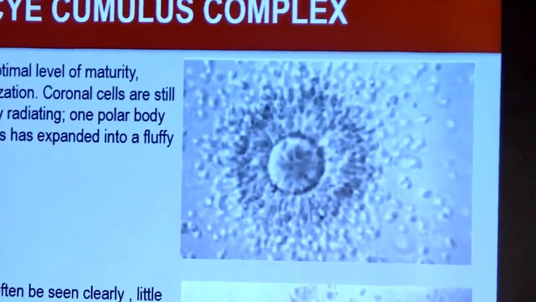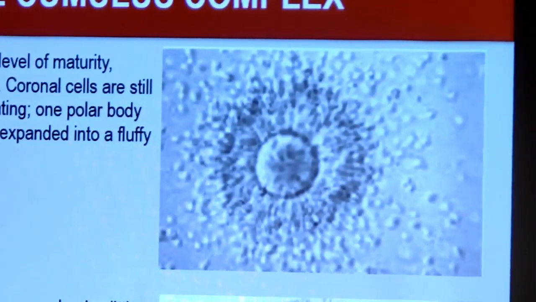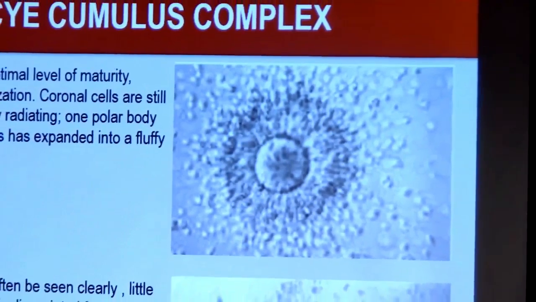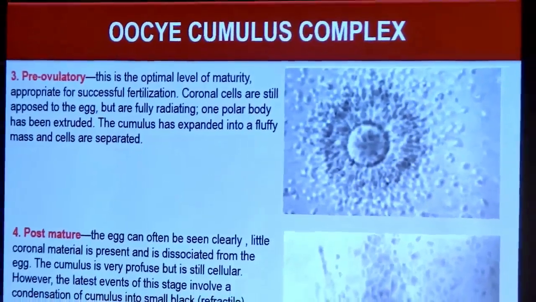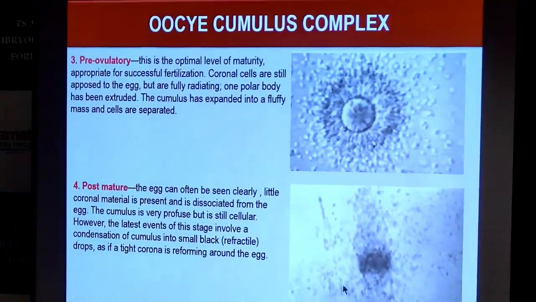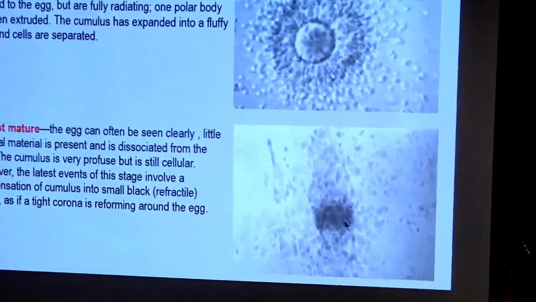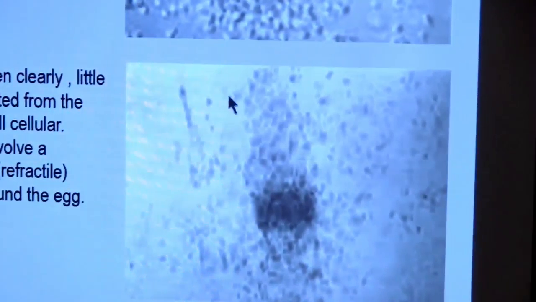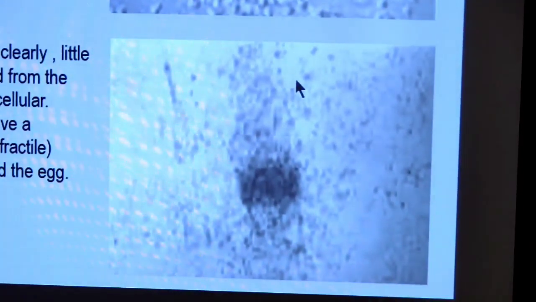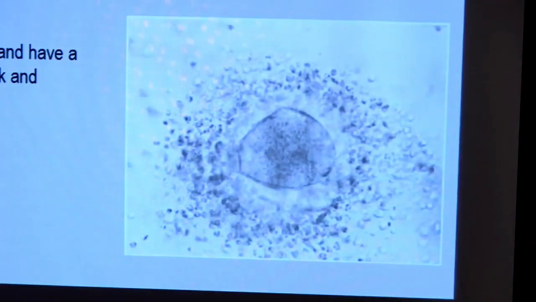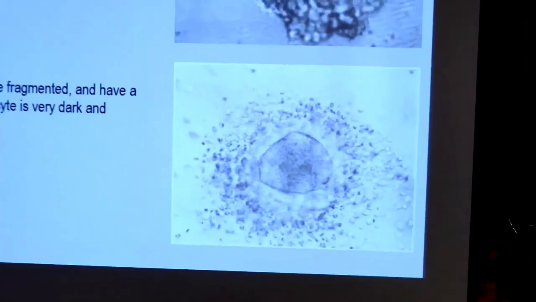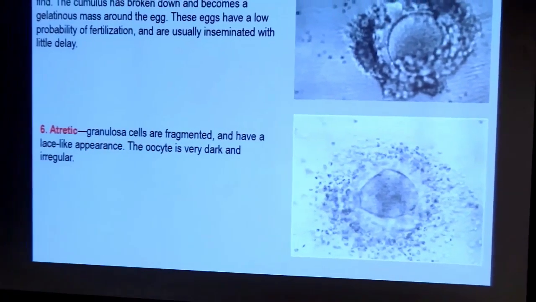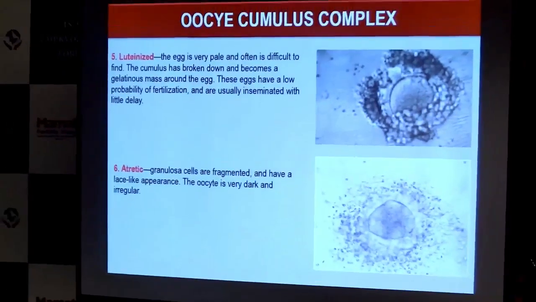So as the oocyte is getting mature, the cells start moving away, and therefore when you see a post-mature oocyte, you'll see even the corona disconnected from the oocyte, and you will see large clumps of dark cumulus cells to identify the post-mature oocyte. It's rare to see luteinized and atretic oocytes, but yes, this is how they look. The cumulus looks like this.